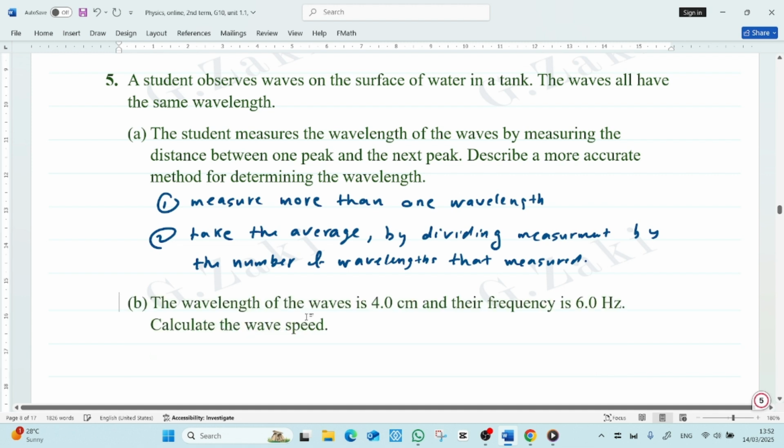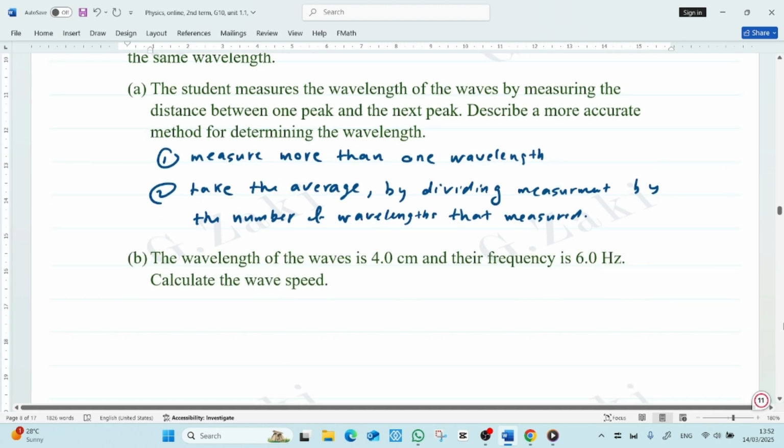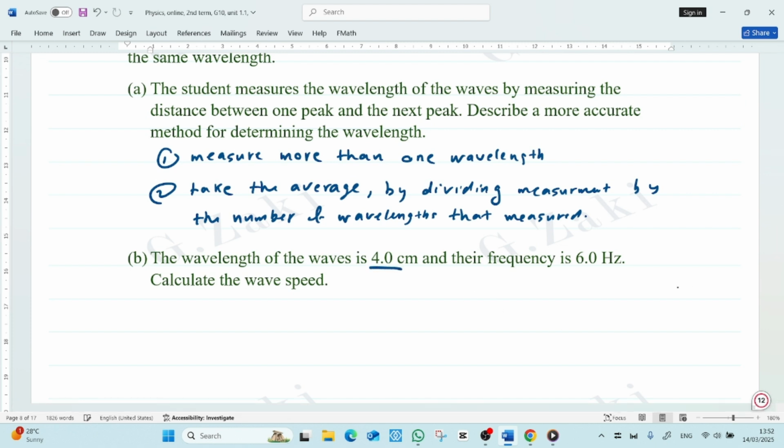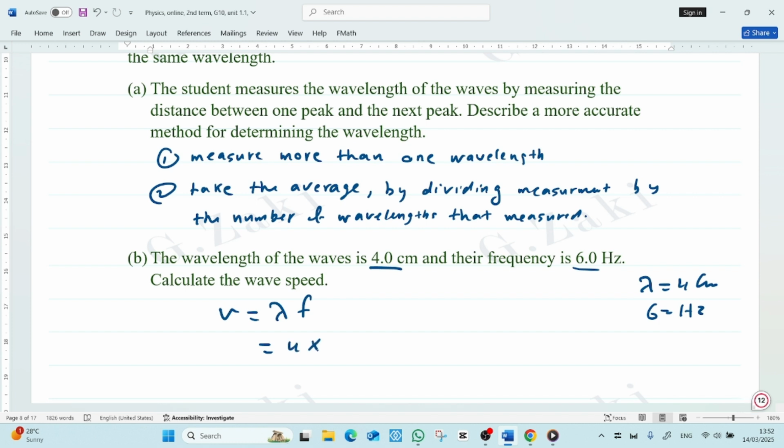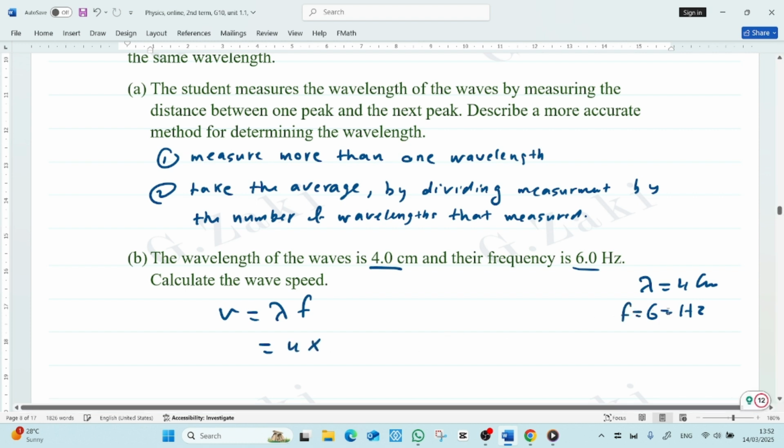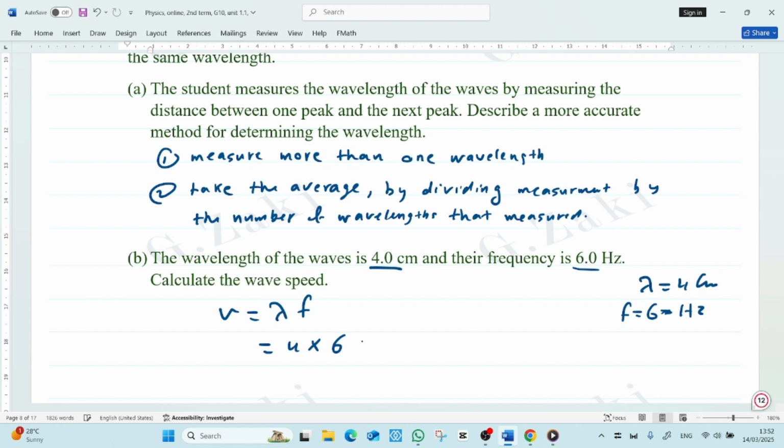Now, next part. The wavelength of the waves is 4 centimeters, so this is lambda, 4 centimeters, and the frequency is 6 hertz. What is the speed? If lambda in centimeter, then the speed will be centimeter per second. So the speed equals lambda multiplied by f. Lambda is 4 multiplied by the frequency equals 6 hertz. 4 times 6 equals 24, and the unit is centimeter per second.